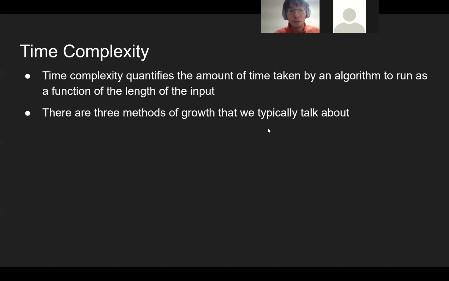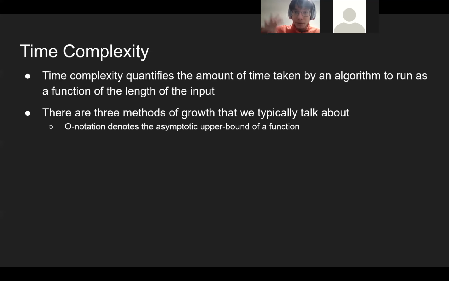And then there are 3 methods of growth that we typically talk about when we talk about time complexity. The first one is big O notation, and this is the asymptotic upper bound of a function. If we have a function that runs in n squared time, then its big O could be big O of n squared, big O of n cubed, anything that's an upper bound for how fast our function is. So our function would just run faster than that.